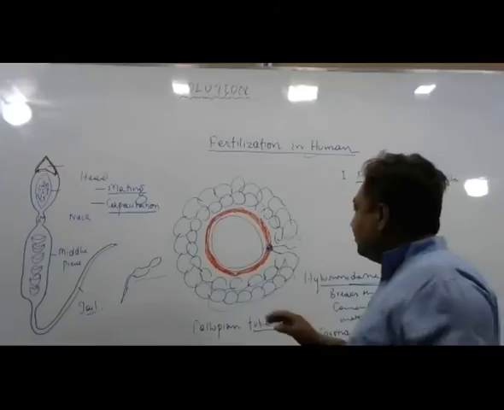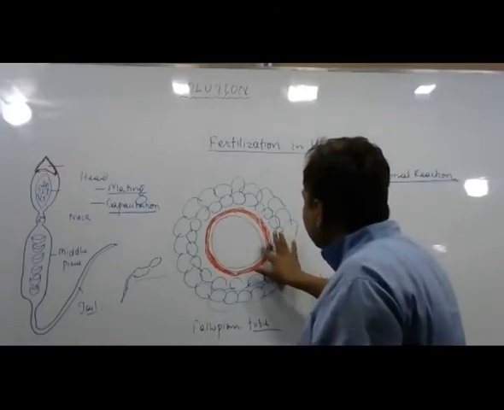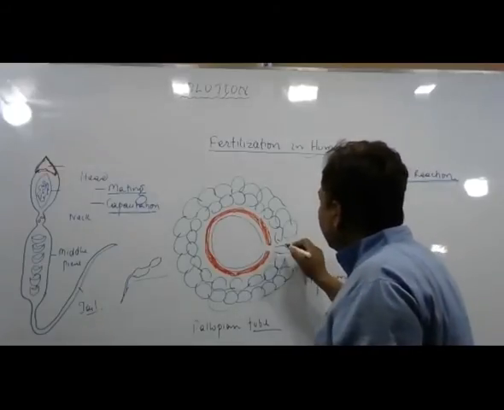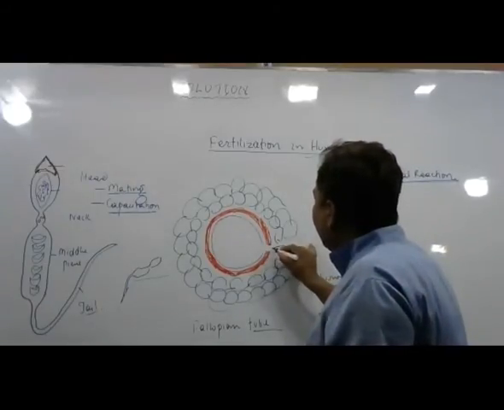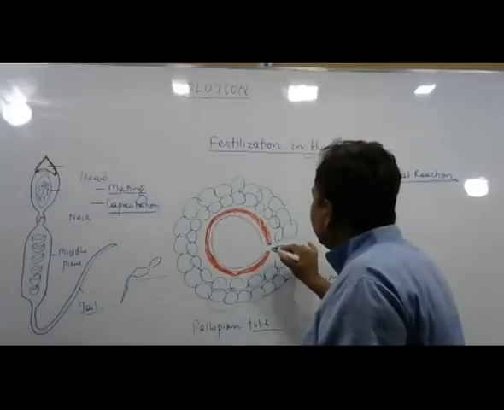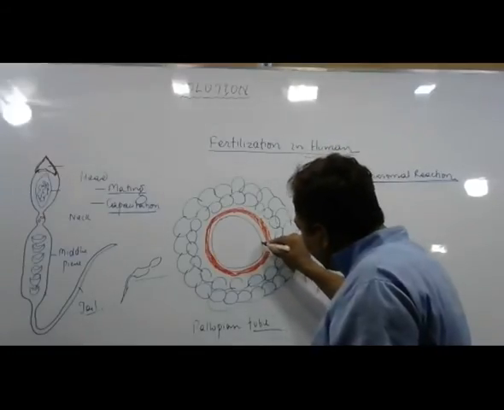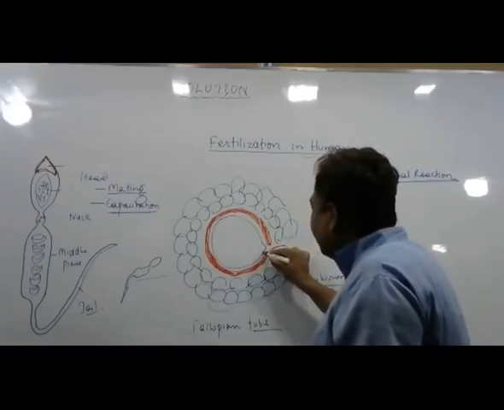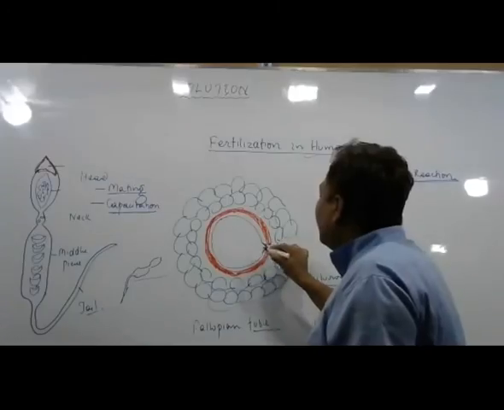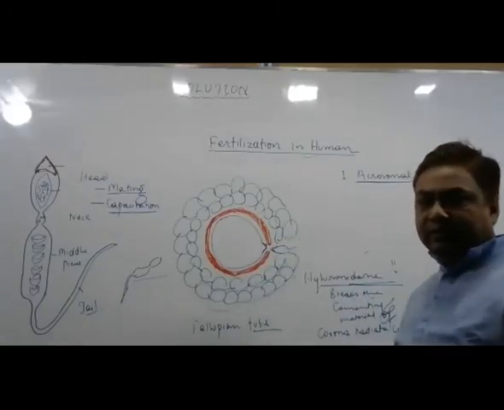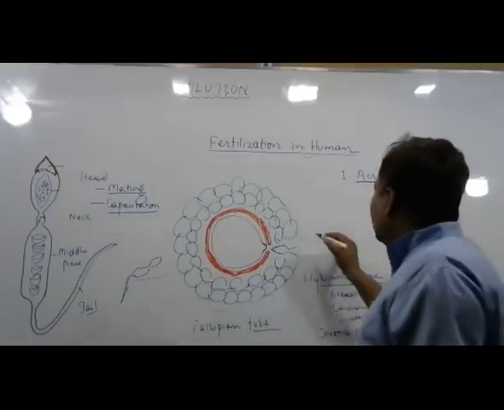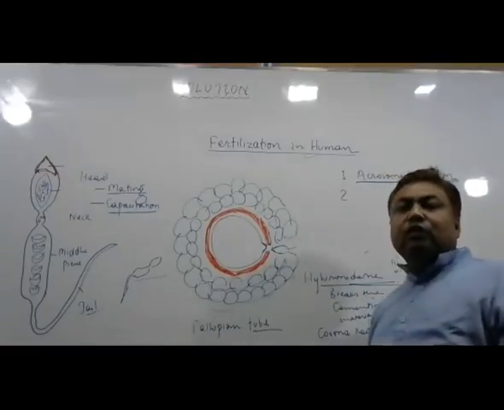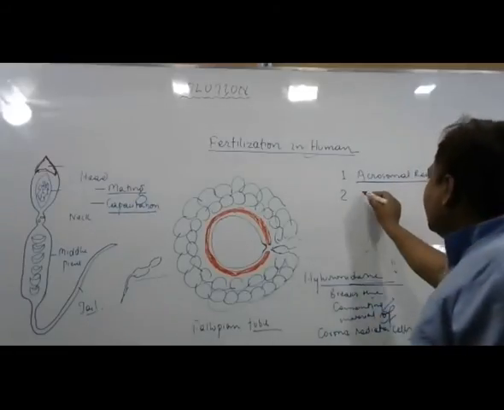At the same time, several vesicles are released from the sperm, and an outward projection is created in the plasma membrane of the secondary oocyte. So the second reaction is called the zona reaction.